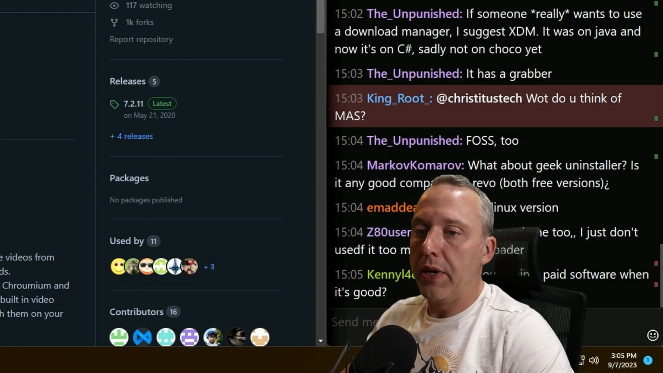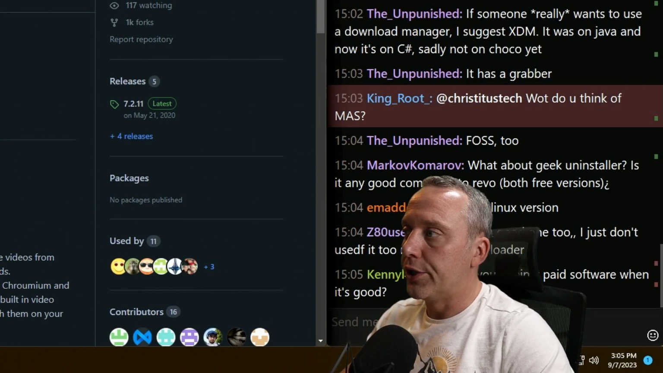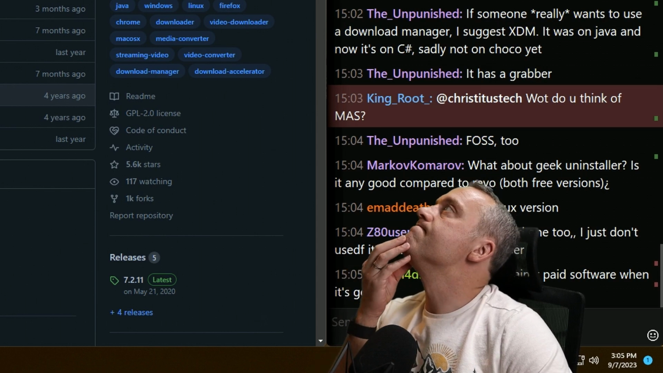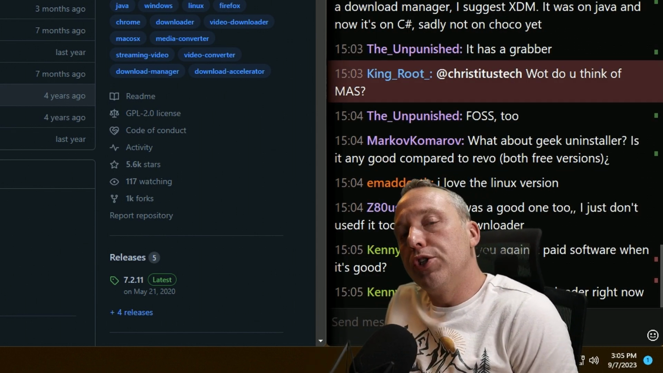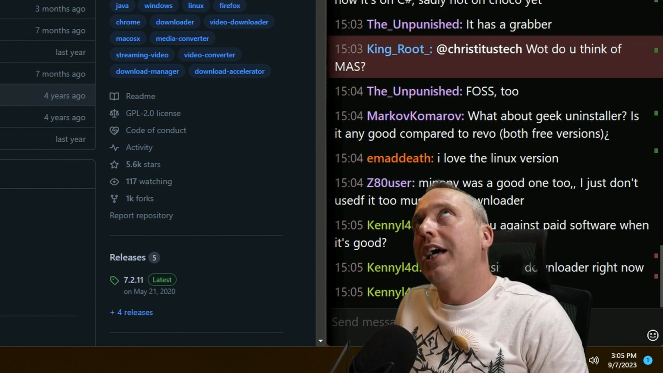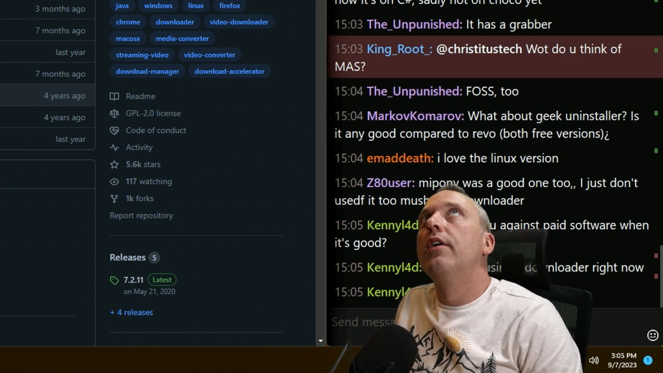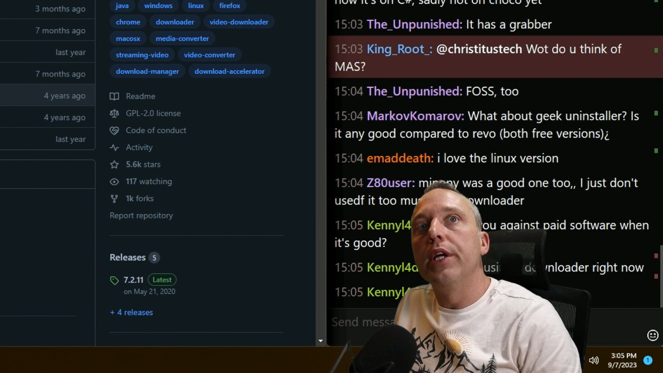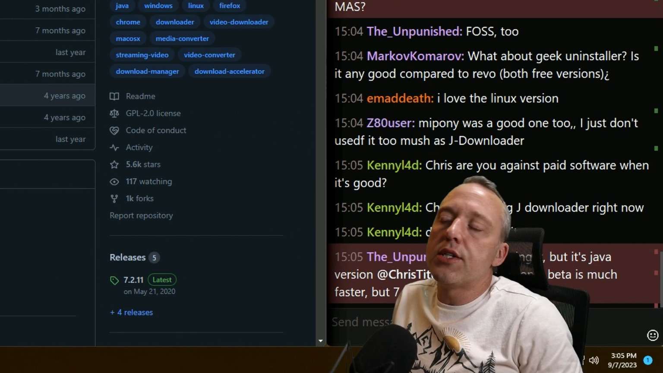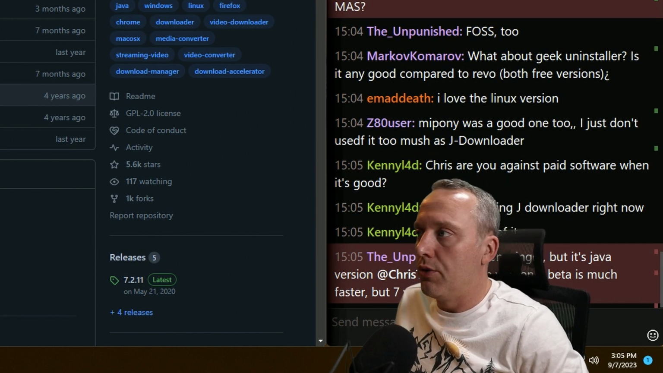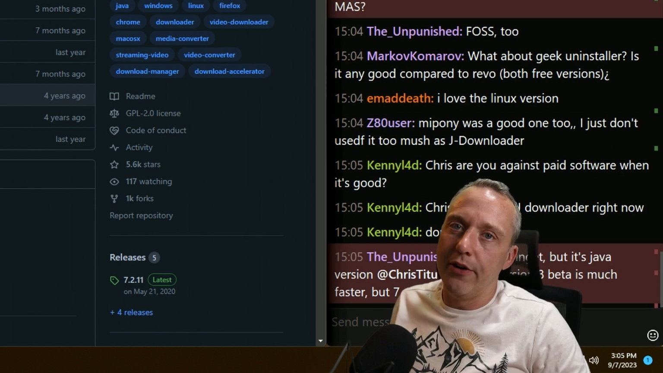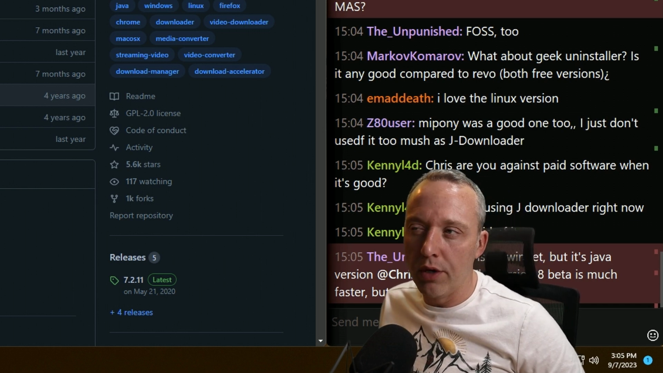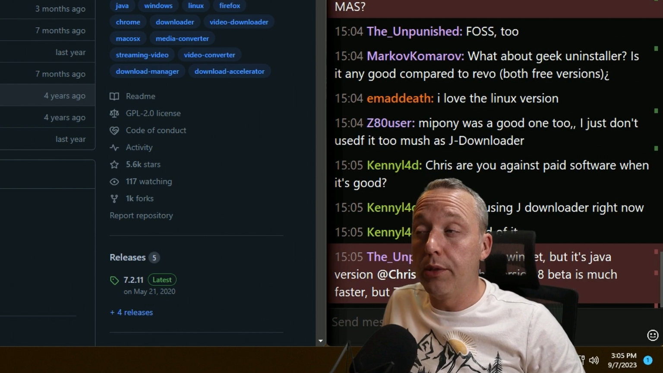I'm not against paid software when it's good, for sure. I just don't like shareware models. I'm trying to think of a good way to put it. At the end of the day, you can't really make money with just donations. I mean, you just can't. It's very, very difficult to even sustain one person, even if it has worldwide appeal.